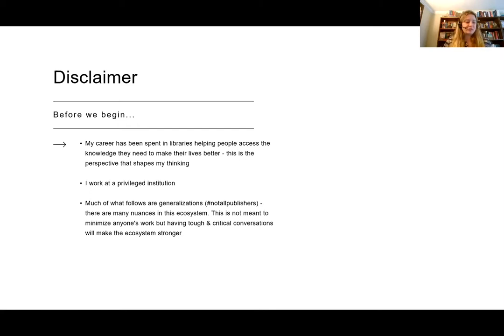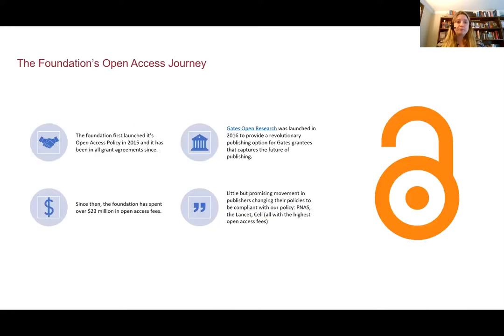And then much of what follows is generalization. So I like to say hashtag not all publishers, and maybe it should be hashtag not all business models, that there are very many nuances in the ecosystem. And when I'm critical about current models or future models, I'm not meaning to minimize anyone's work, but I do think having tough and critical conversations will help us make the ecosystem stronger.